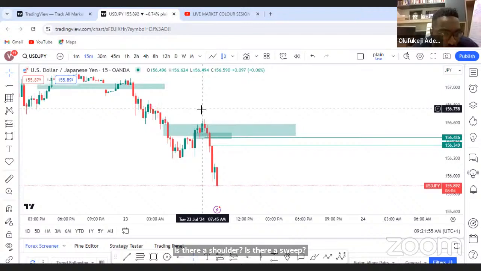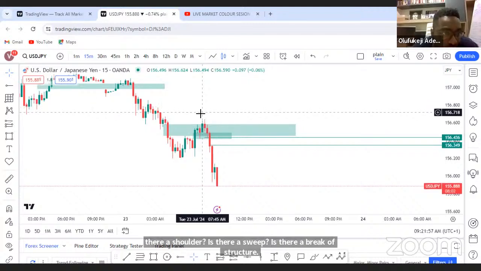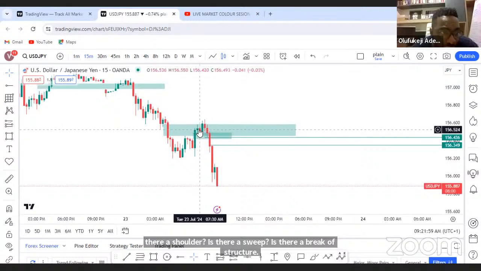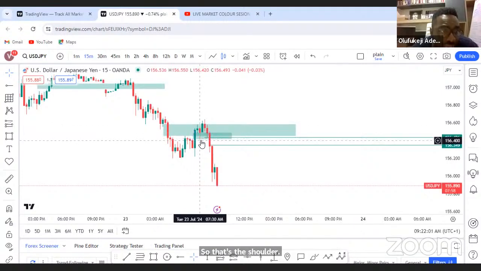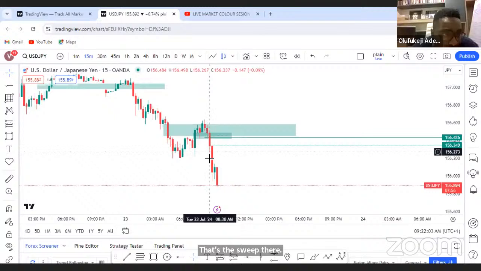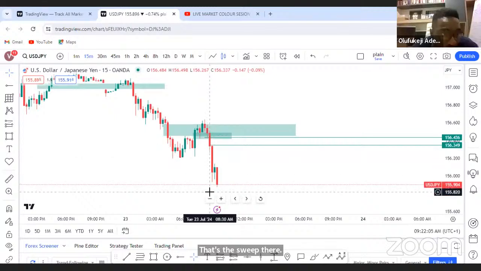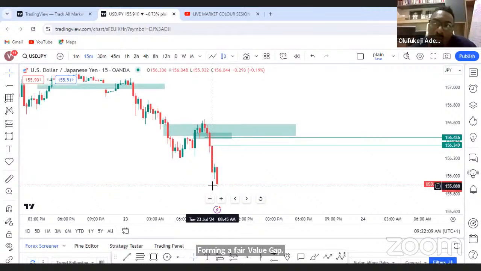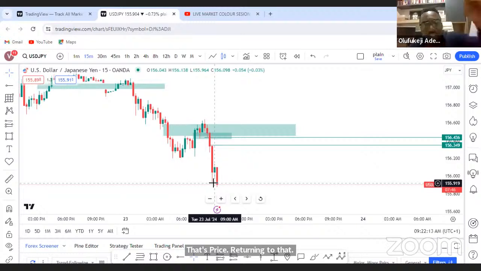So that's the shoulder there. That's the sweep there. That's the break of structure to the downside, forming a fair value gap. That's price returning to that fair value gap, then giving us the IFVG, then collapsing to the downside.